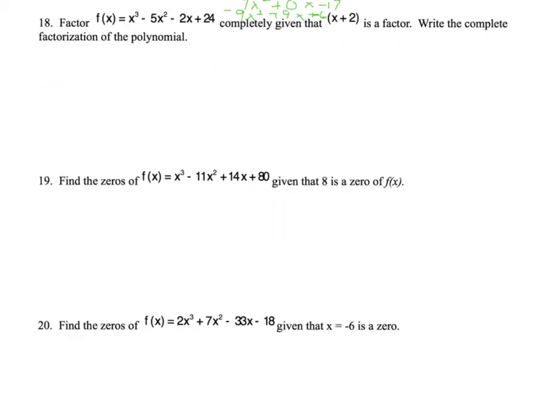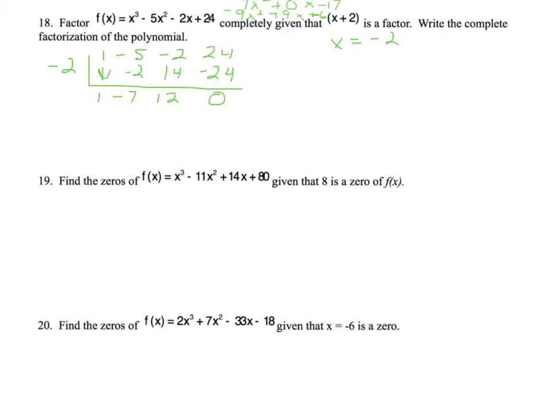For number 18, we're going to factor x cubed minus 5x squared minus 2x plus 24 completely, given that x plus 2 is a factor. So since x plus 2 is a factor, I know that if I plug in a negative 2, I should get a 0. So we'll do synthetic division and put the coefficients up on top. And we get a 1, a negative 2, a negative 7, a 14, a 12, and then a negative 24.